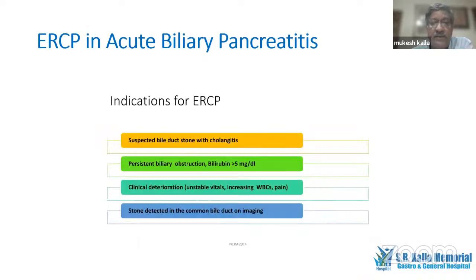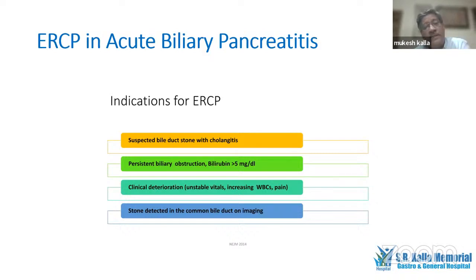Now, what happens when you get a patient of acute biliary pancreatitis? Not all acute biliary pancreatitis will undergo an ERCP. So we need to know which patients are eligible for taking the advantage of this therapeutic procedure. Those patients who have cholangitis, who have bilirubin more than 5 milligrams, who have clinical deterioration, along with stone detected in the common bile duct on imaging, which can be ultrasound or MRCP. These are the patients who would probably benefit from ERCP.